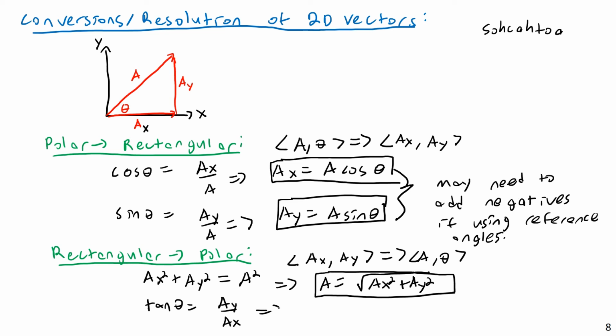Ay over ax, or simply theta is equal to the inverse tangent, or the arctangent, of ay divided by ax. No great surprise there. Although you do have to be very, very particular with this.